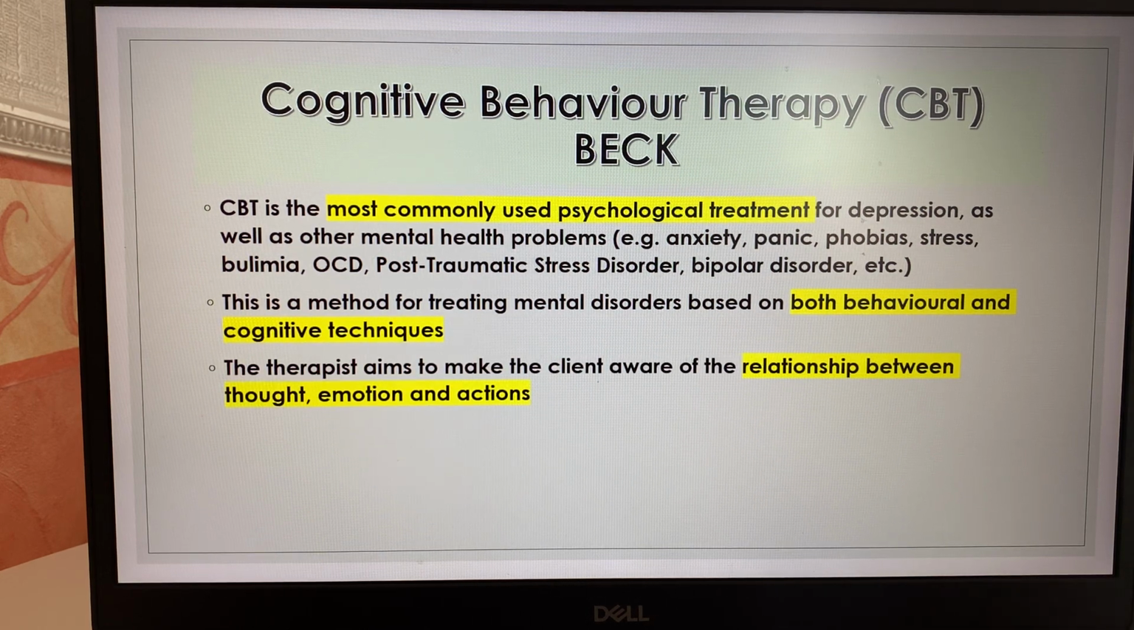Therapist and client aim to look at the relationship between thoughts, emotions, and actions. So if we think about the humanistic approach and client-centered therapy, this is developed from that, and it's again having the patient involved in this process, trying to really normalize those situations, but trying to make them aware of the relationship between these 3 things.